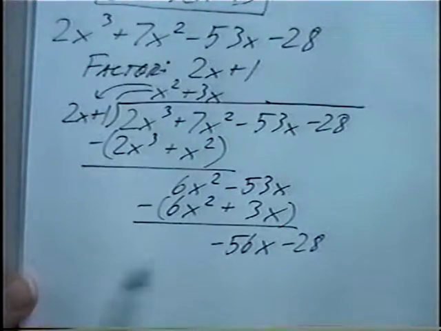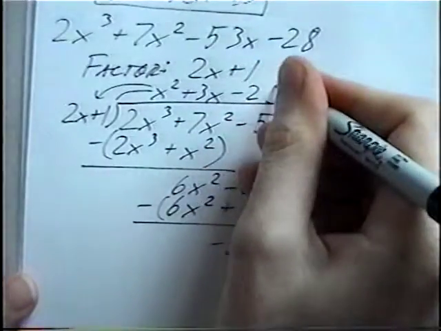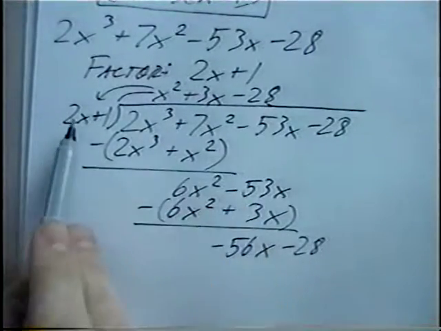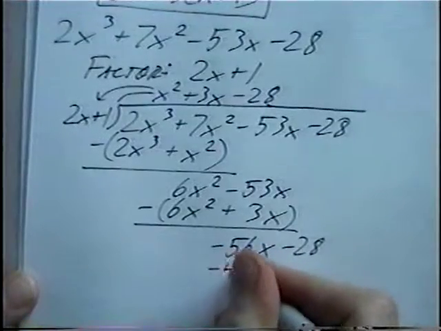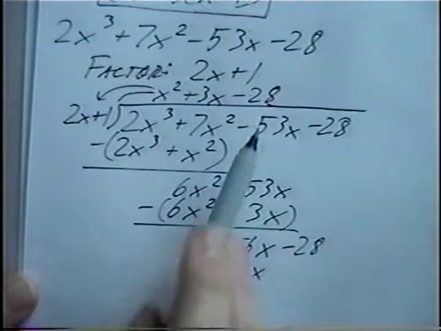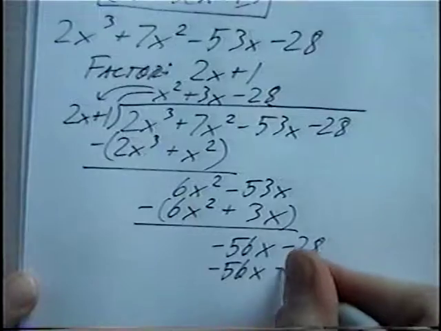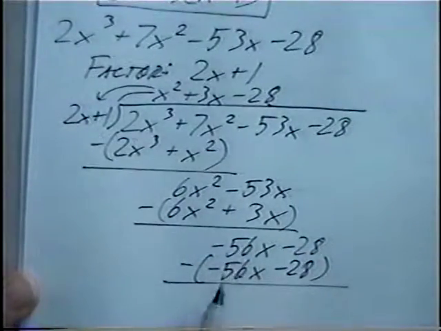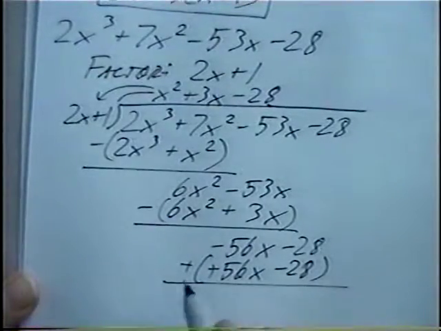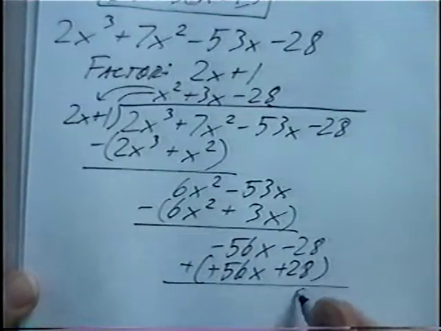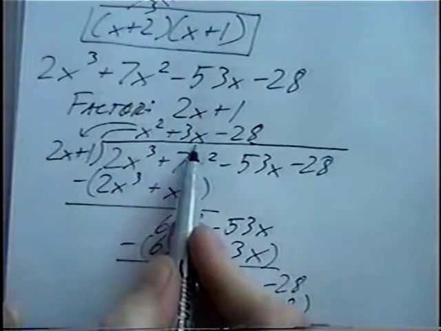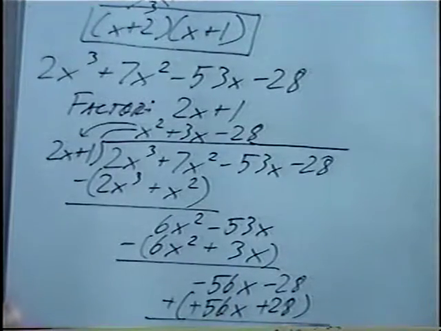2x into negative 56x, negative 28, because negative 28 times 2x is negative 56x. And negative 28 times a positive 1 is also negative 28. Subtract down, this will change to positive. Minus a minus is positive. No remainder. And we have what's left over up top: x squared plus 3x minus 28.